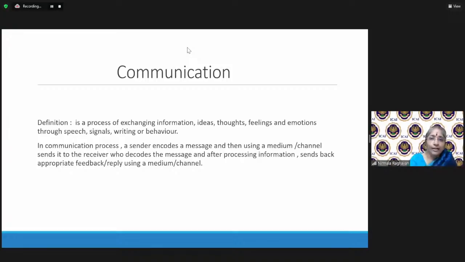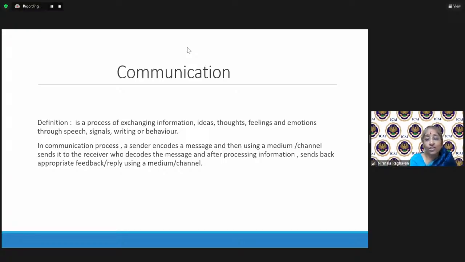Definition. Communication is a process of exchanging information, ideas, thoughts, feelings, and emotions through speech, signals, writing, or behavior. If you can mention all of them in your own words, you don't have to memorize. If in case you feel you're doubtful, that you won't be able to remember all of them, it's better to memorize definitions alone. And it's only in this chapter that you will be tested in definitions and what things mean.